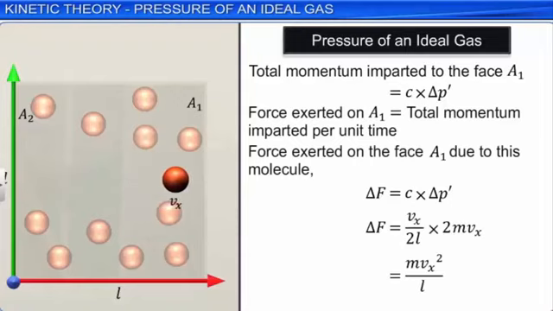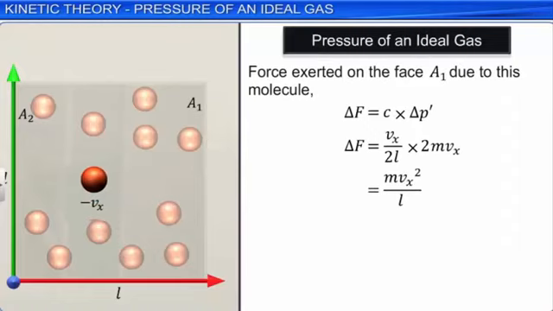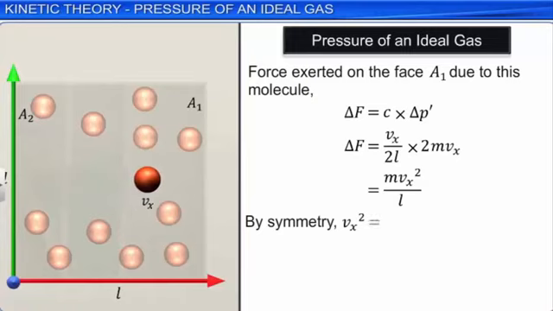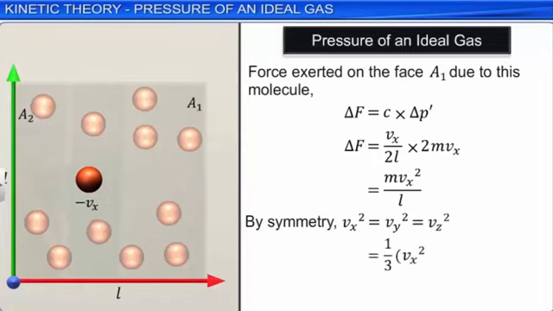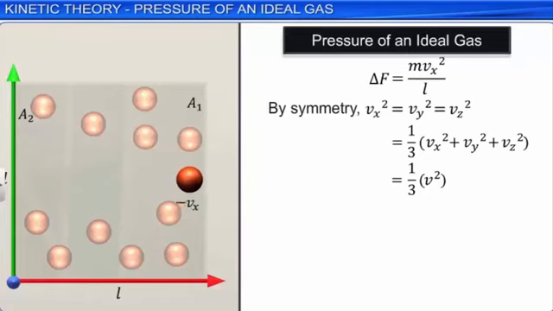As there is no preferred direction of velocity of the molecules in the vessel, the motion along any one of the three axes is Vx square is equal to Vy square is equal to Vz square is equal to 1 by 3 into Vx square plus Vy square plus Vz square, which is equal to 1 by 3 V square. So the force due to this molecule is delta F is equal to 1 by 3 mv square by L.